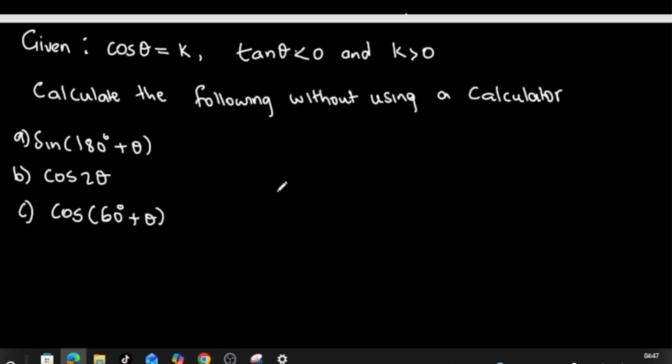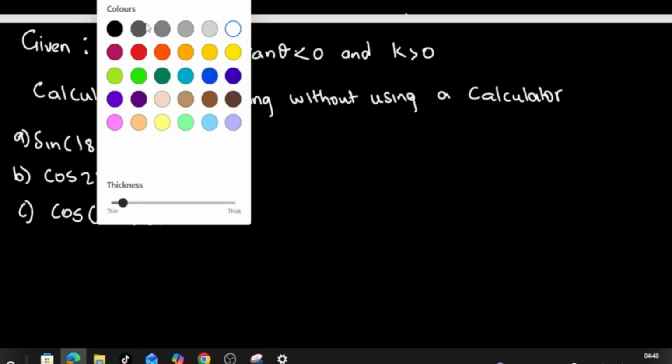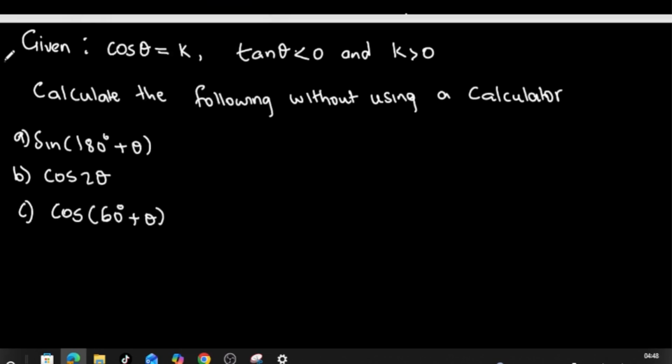So on this one, we're going to work on the type of questions where we are given the boundary. As you can see now, we have given the restriction, the boundary. Let's just say the boundary says tan theta must be less than 0 and the value of k must be greater than 0. So before we do anything, we need to first start by analyzing what we do.